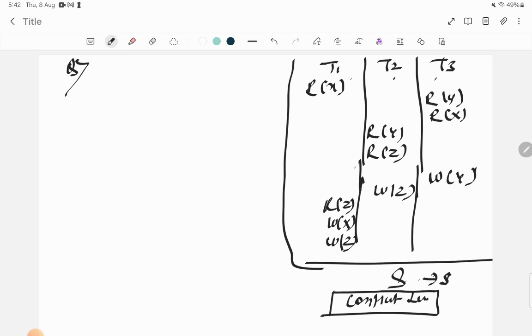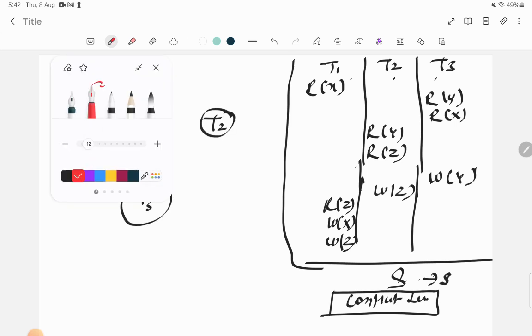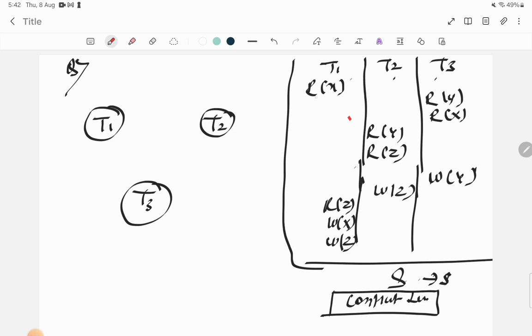As I told you, we have to check for the conflicting pairs and draw the precedence graph. So here let us make the nodes T1, T2 and T3. Now let's check the conflicting pairs one by one. First of all, we are going to check this one, the R of X. We are going to check for the conflicting pairs, and then we are going to draw the graph.